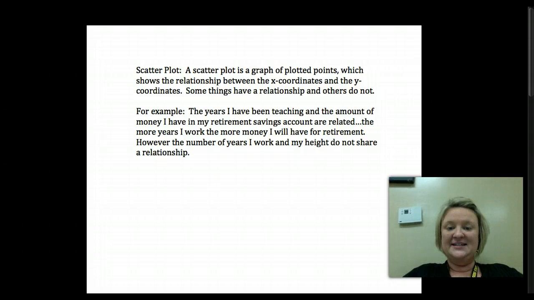A scatter plot is a graph of plotted points. From that scatter plot, it's discrete data, so it's just dots, and you can see a relationship between the x and y axis if there exists one. I've given you 2 examples here.